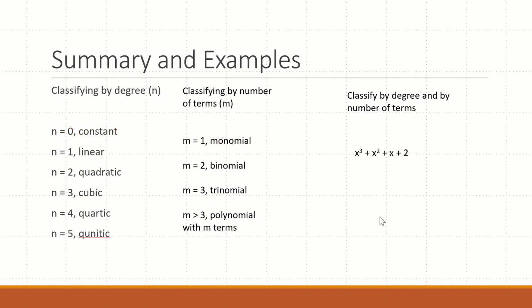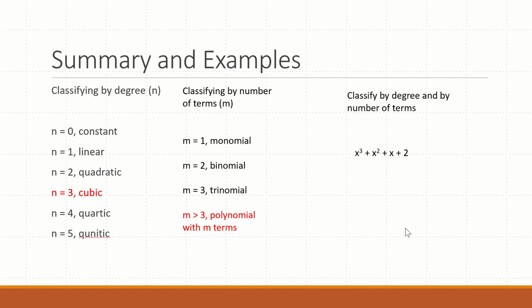And then lastly here, we have x cubed plus x squared plus x plus 2. This polynomial has 1, 2, 3, 4 terms, and the highest exponent is 3. So we call that a cubic polynomial with 4 terms, okay? Cubic polynomial with 4 terms. So in order to classify polynomials, just decide which one of these it is, depending on the highest exponent, and then which one of these it is, depending on how many terms there are in the polynomial.